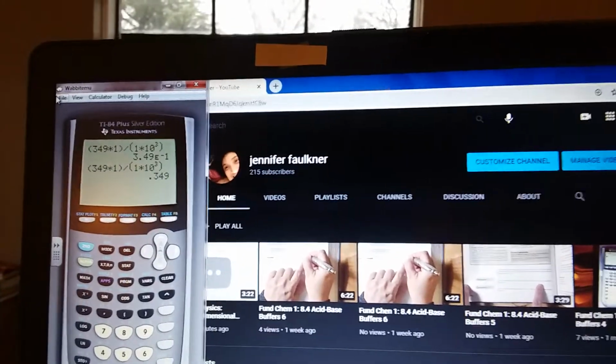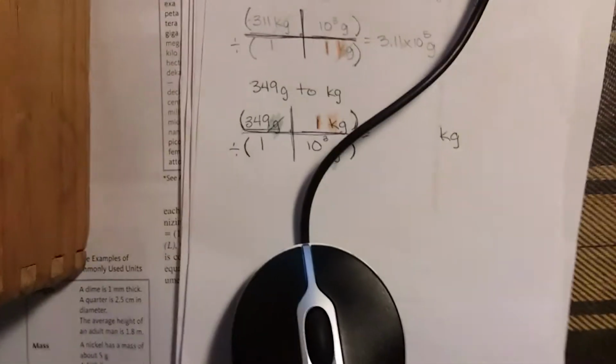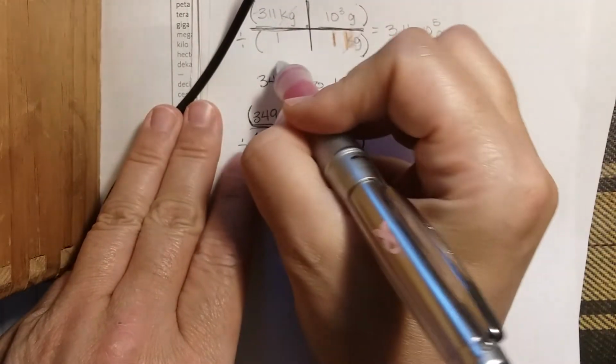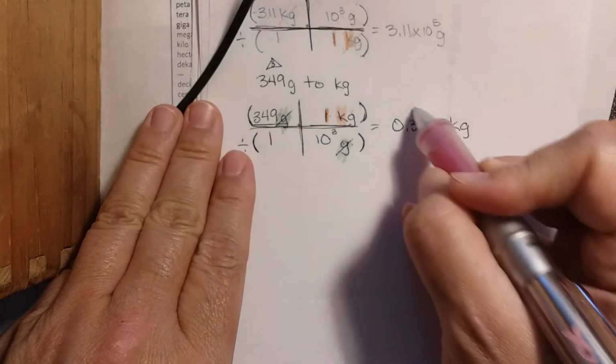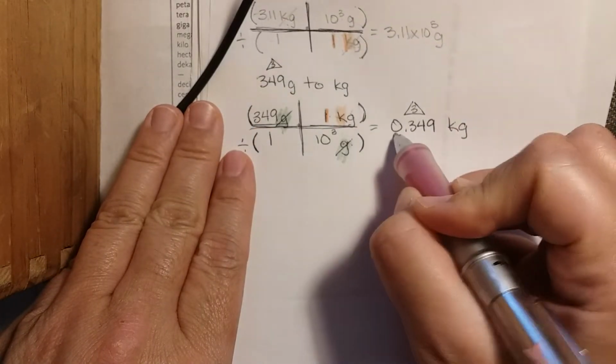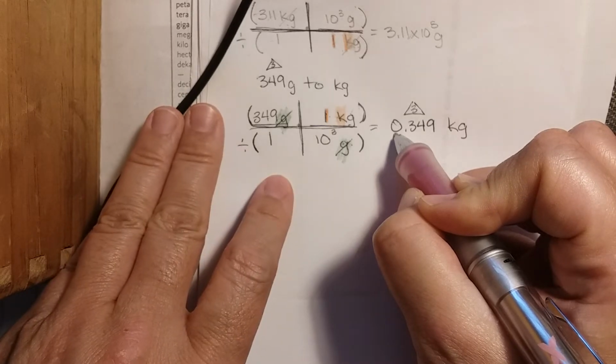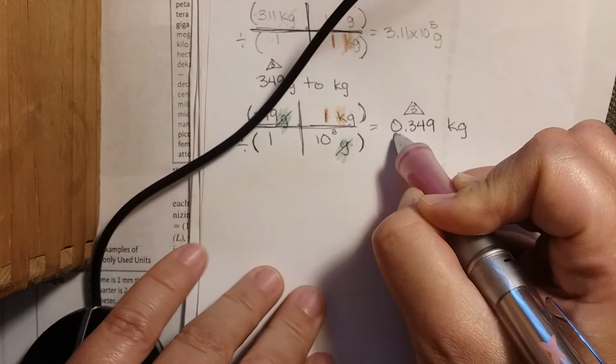But we've got 0.349 kilograms. We started out with 3 sig figs. We're ending up with 3 sig figs. That is a leading zero, and so never, ever, ever counts, no matter what decimal there or not.